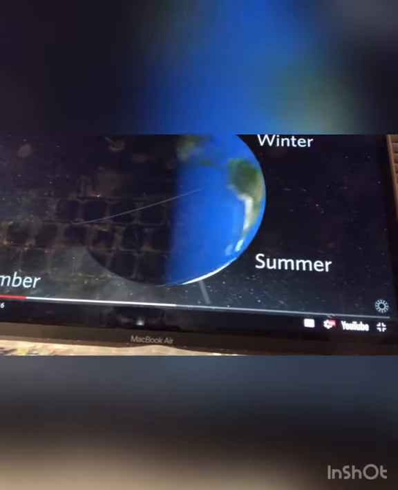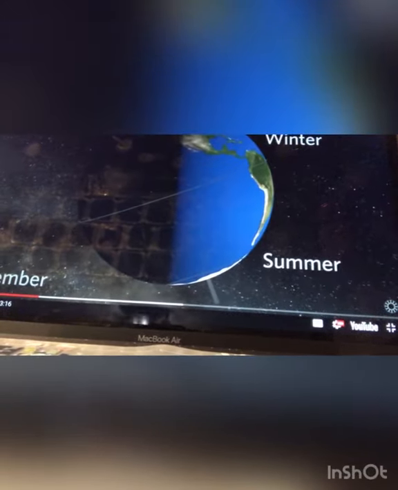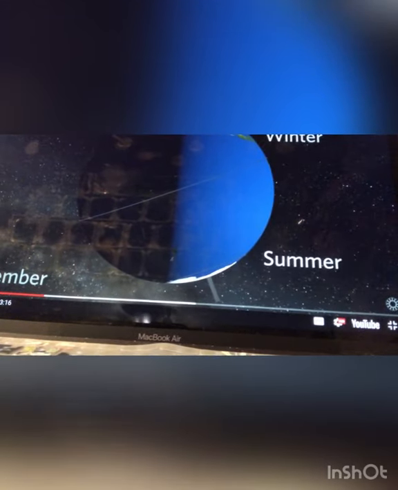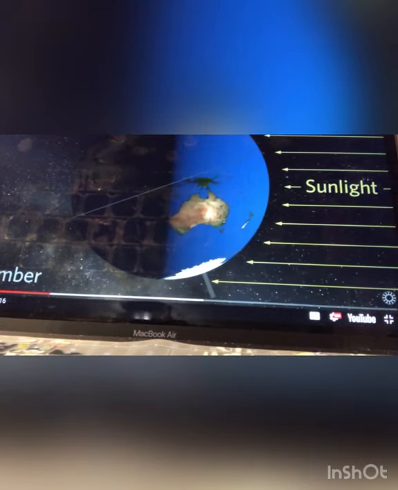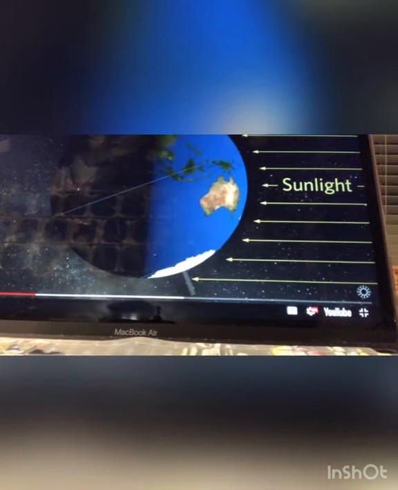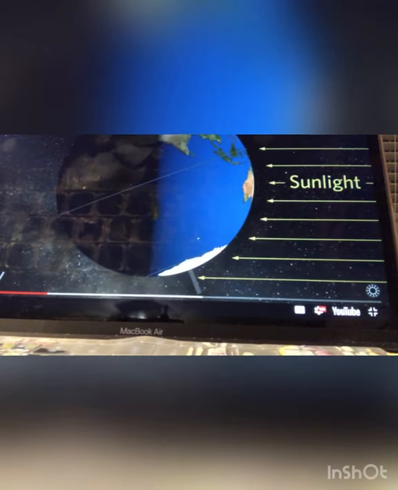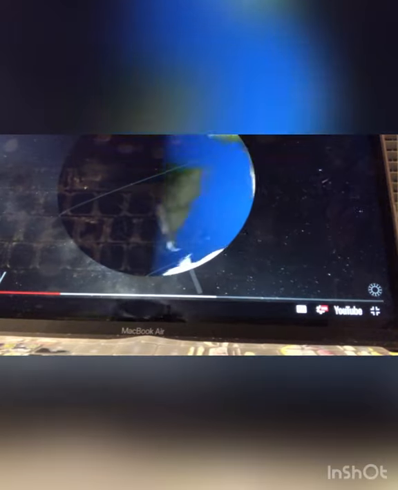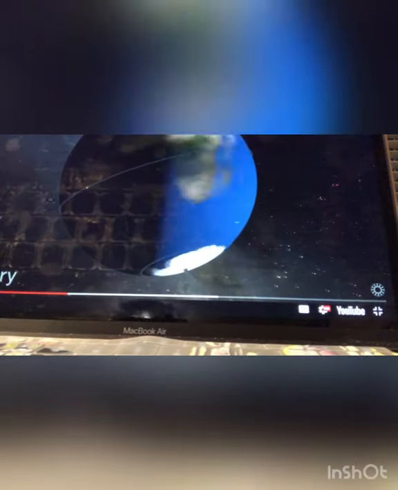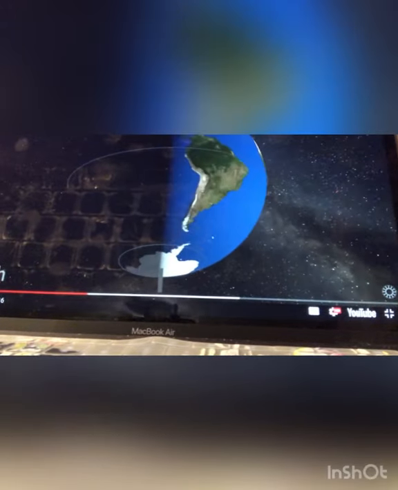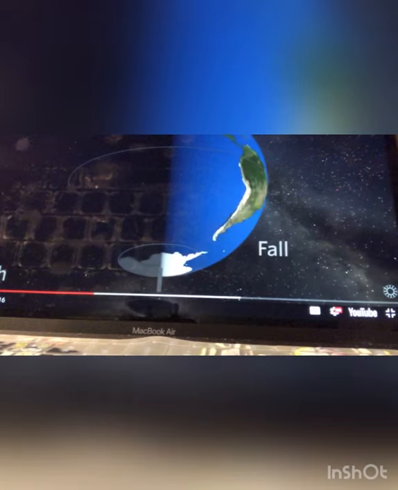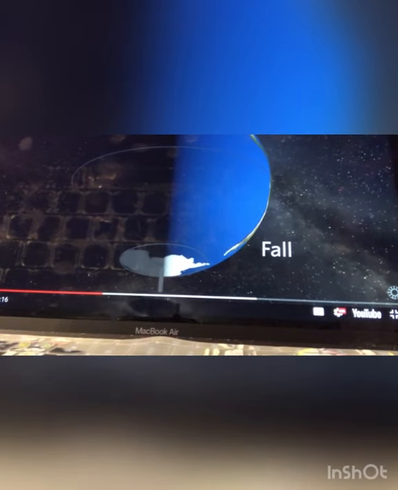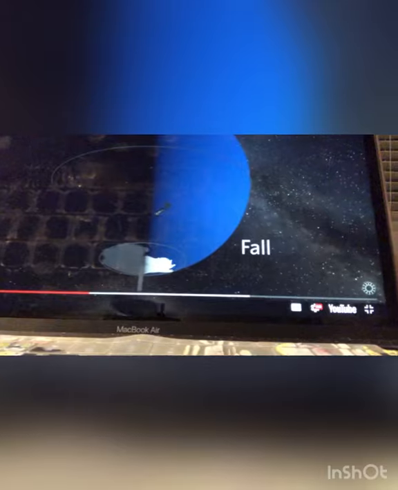Let's look at Earth when it's winter in the northern hemisphere. Observe how the North Pole tips away from the sun. This means that sunlight strikes the northern hemisphere at a shallow angle for a short period of time. This is why winter weather is generally cool, with short days and long nights. As Earth orbits the sun, we move towards spring in the northern hemisphere. Now Earth is tilted neither toward nor away from the sun, and day and night are about equal in length.